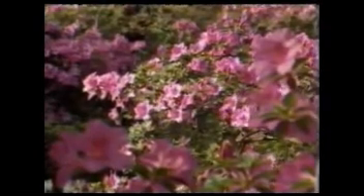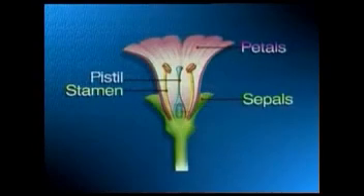Flowers are important to plants because flowers are necessary for the production of seeds, and seeds bring about the reproduction of the plant. Let's take a closer look at the flower and examine its parts carefully to find out how this happens. A typical flower has four main parts: the sepals, petals, pistil, and stamens.